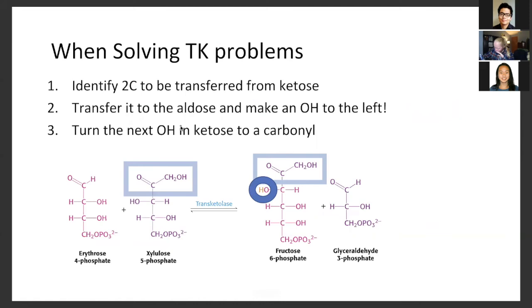So when you solve it, as I said earlier, you want to identify the aldose and the ketose first. Identify the 2 carbons that need to be transferred, transfer them and make an OH to the left, and then turn the former OH that was right here into a carbonyl. So refer to this page if you want to remember how to solve those problems.